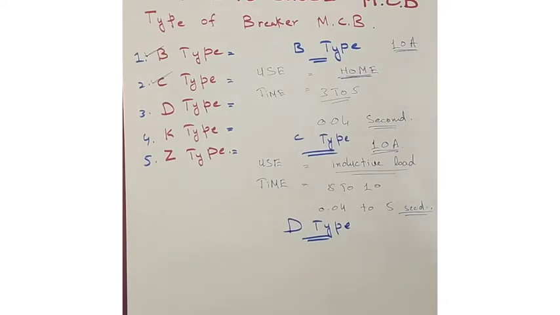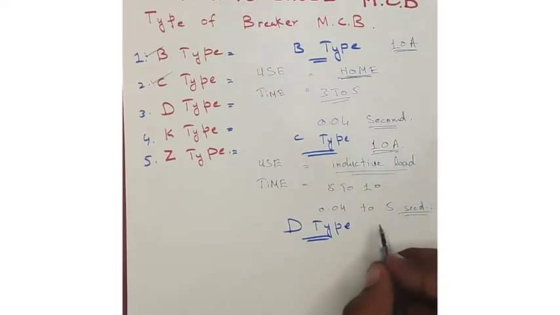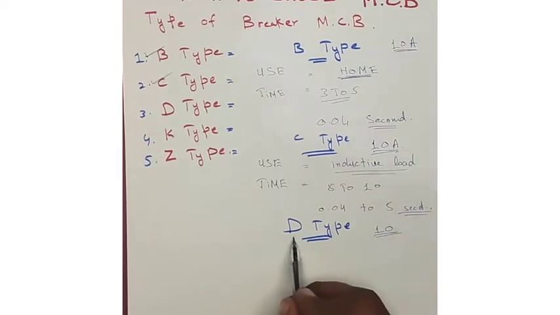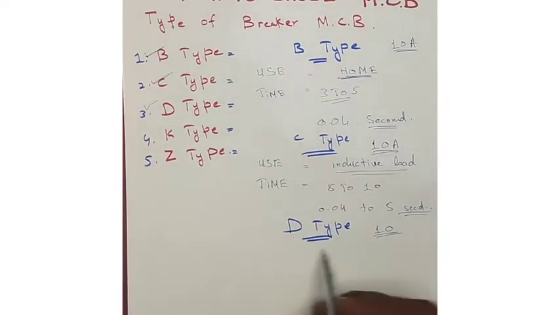Friends, normally don't use D type breakers at home, because if you use this breaker at home, it will take more tripping time, so your electrical components will burn very easily. So friends, suppose you have a 10 ampere breaker but the class is D.